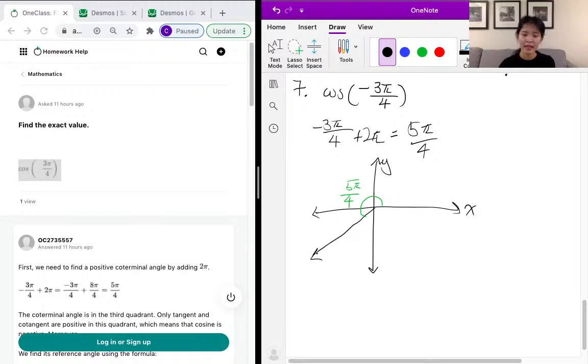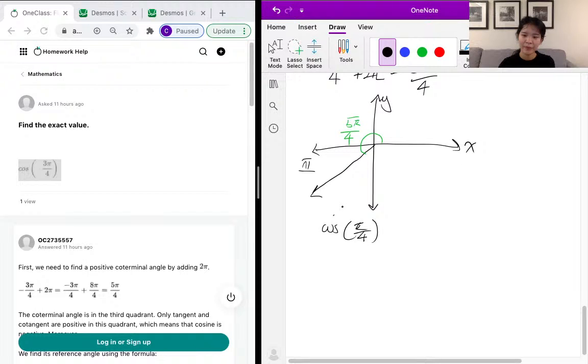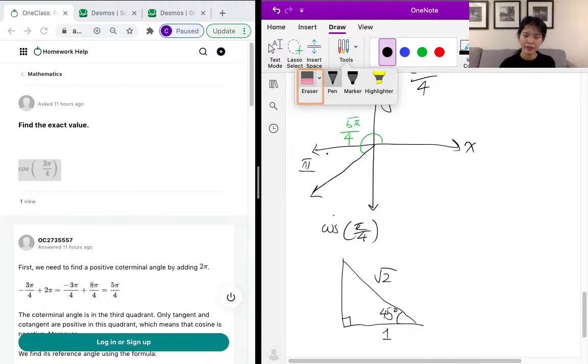We also know that this angle is in our third quadrant. So we know that cosine is negative in the third quadrant, so our cosine value is negative. Next, let's find the cosine of pi over 4. Looking at the angle pi over 4, we just need to use our special triangles right over here. This special triangle has 45 degrees, or pi over 4. So we should use this triangle over here.